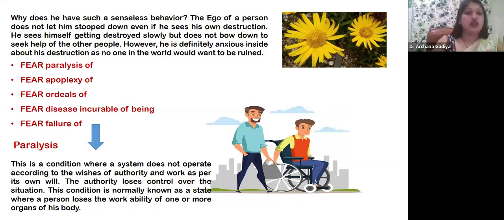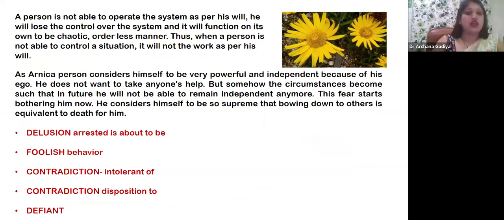A person is not able to operate the system as per his will, where he wants all things to take place as he wishes. He will lose control over the system and it will function in its own chaotic, orderless manner. So then he is not able to dictate even his body. Thus when the person is not able to control the situation, he has to depend on others, he has to seek help from others. फिर उसका ego क्या है वहां पे hurt होगा, he will not work as per his will.